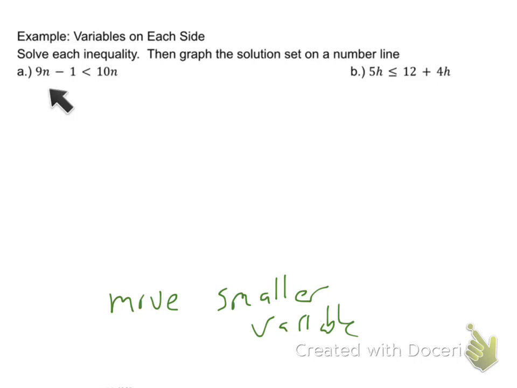So if I look at this problem, 9n or 10n, I would think 9n is smaller than 10n. So to move it, I'm going to subtract 9n from both sides. 9n minus 9n is gone. Negative 1. Inequality symbol is going to stay the same. 10 of something minus 9 of something leaves me with 1 of something. And guess what? I just solved it. So, set notation would be n such that, now when we put in set notation, we always put the variable first, so it would be n greater than negative 1.